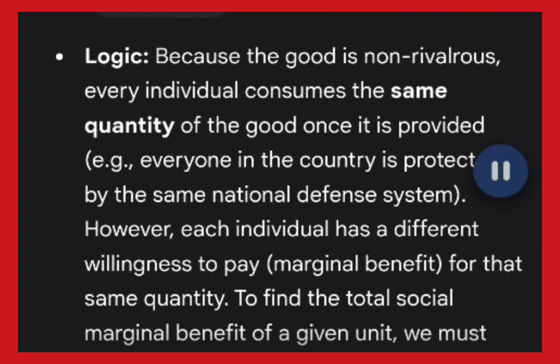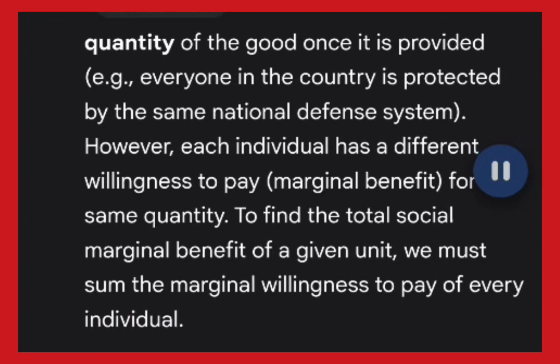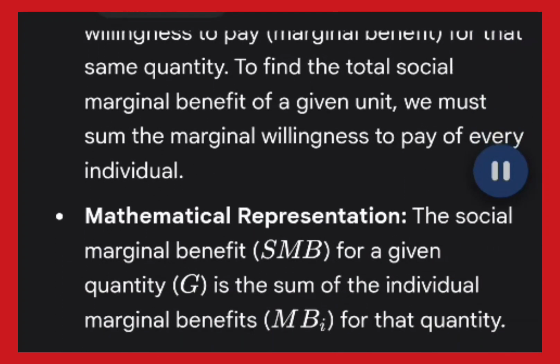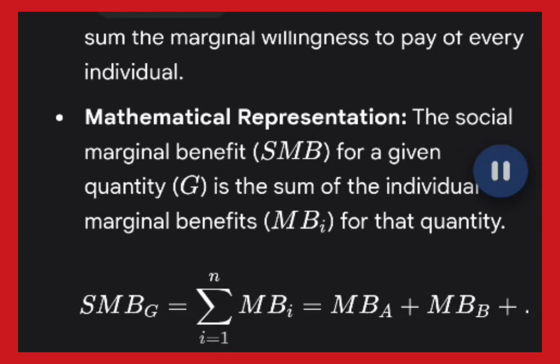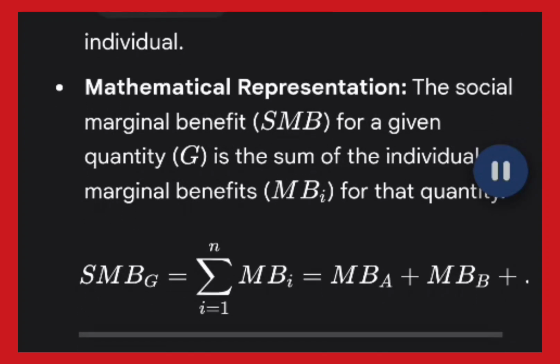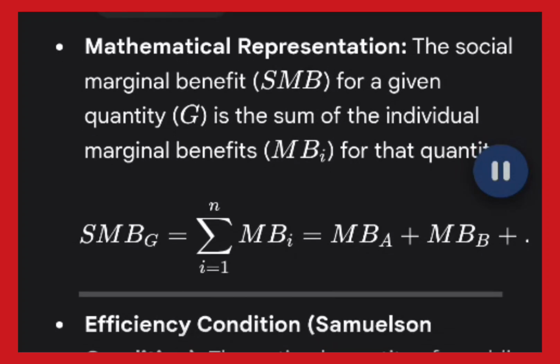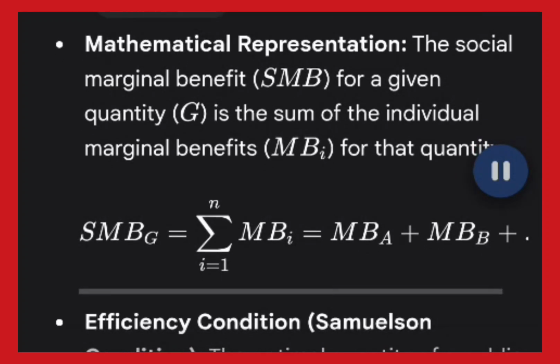However, each individual has a different willingness to pay, or marginal benefit, for that same quantity. To find the total social marginal benefit of a given unit, we must sum the marginal willingness to pay of every individual. Mathematical representation: the social marginal benefit, SMB, for a given quantity G is the sum of the individual marginal benefits, MB_i, for that quantity.